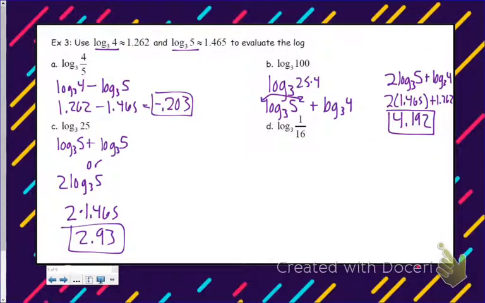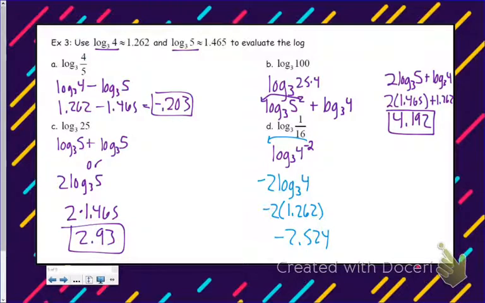And then the last one, log base 3 of 1 over 16. This uses, we need to know our exponent properties here. This is the same thing as log base 3 of 4 to the negative 2. Because if I raise 4 to the negative second power, that would make it a fraction of 1 over 16. So now I can take that exponent, move it to the front, so negative 2 log base 3 of 4. So this becomes negative 2 times 1.262, which is negative 2.524. So again, the goal here is to rewrite this value using your properties, either with addition, subtraction, or your powers, to put it in the form of the logs that you know.